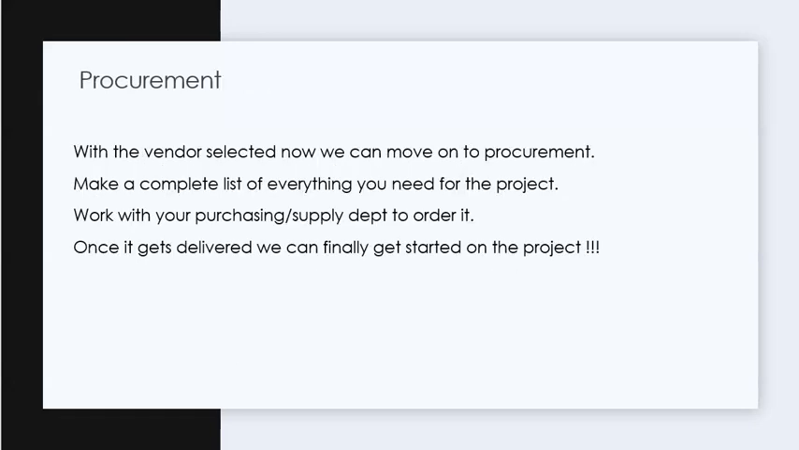And that all ties back to procurement. Now that the vendor's been selected, and hopefully it's the one you want, we can get the project moving. You need to figure out everything you need for the project. The vendor will help you with this. Then you need to make it, buy it, or build it. For everything you need to buy, you will work with your purchasing supply departments to acquire it. It sounds simple, but it's not.